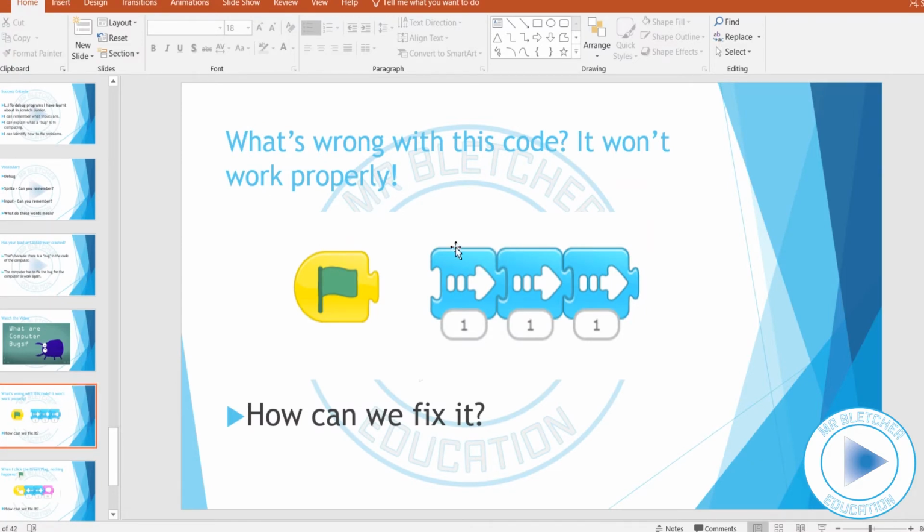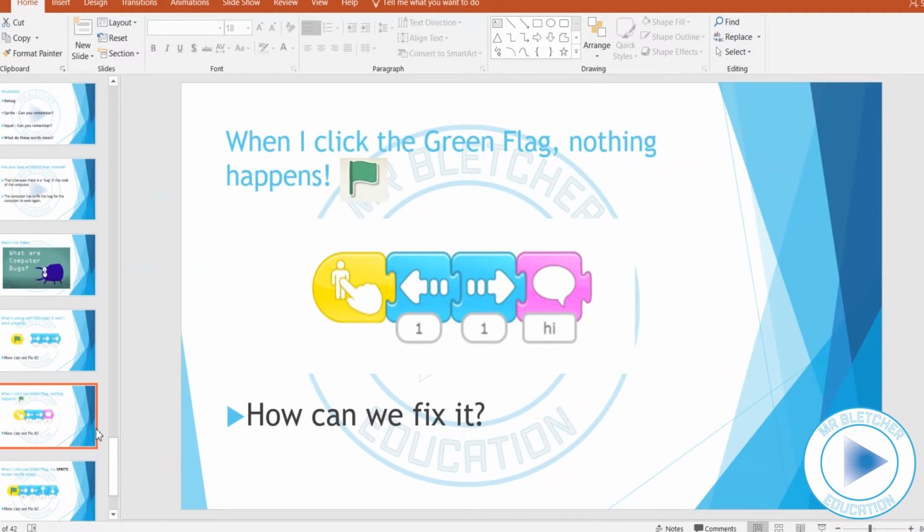They're quite familiar with the blocks now. What's wrong with this code? It won't work properly. How can we fix it? The bug in this code is that the parts are not connected. If they were connected, then the code would run properly, and hopefully the children can work that out.